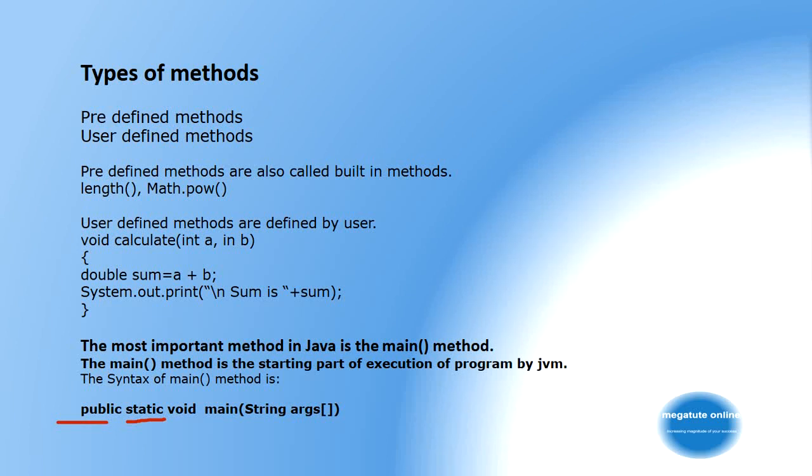Now void is the return type, main is the name, and string is the argument, right? Since the main method has a string argument, we say that Java takes everything in the form of string. So I think you have understood everything we have done so far.